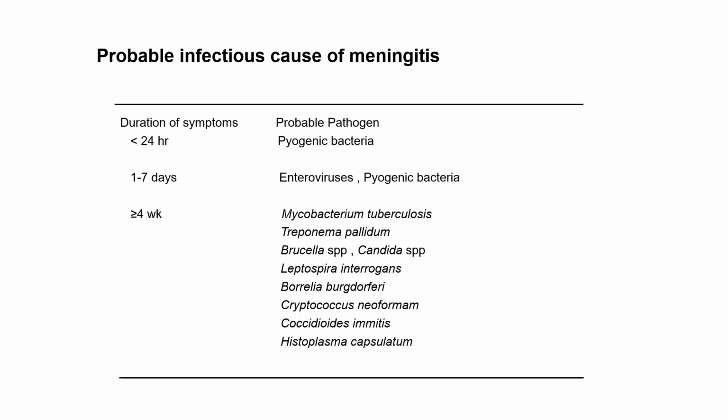The probable infectious causes of meningitis, based on the duration of symptoms, are as follows. If it is less than 24 hours, then pyogenic bacteria. If it is about 1 to 7 days in duration, then enteroviruses and pyogenic bacteria. If it is more than 4 weeks, then Mycobacterium tuberculosis, Staphylococcus, Brucella, Candida, Leptospira, Borrelia, Cryptococcus, Coccidioides, and Histoplasma capsulatum are the causes of more than 4 weeks of duration.